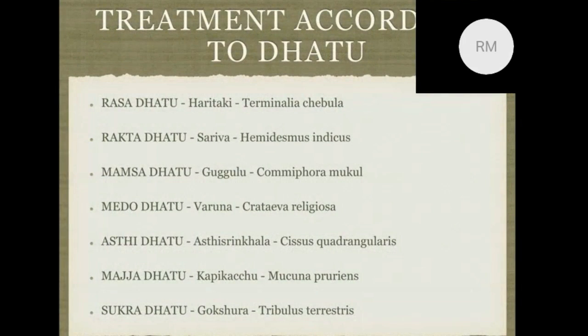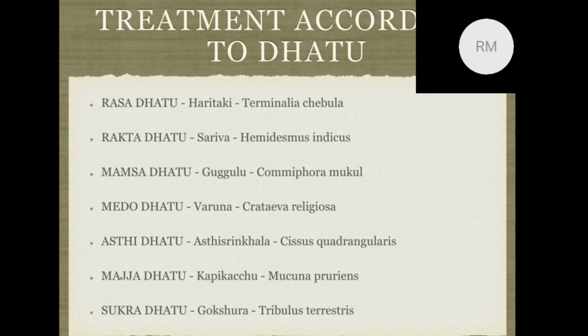Now we see that depending on the dhatus, suppose we know there is ama and we know what type of dosha it is. When we understand that specific dhatus are involved, then we have to choose specific herbs depending on the dhatu that is affected. So for example, if the rasa dhatu is involved, then we use this herb, which is Terminalia chebula. Similarly, if Rakta Dhatu is affected, we change the herb, and it becomes Hemidesmus indicus.